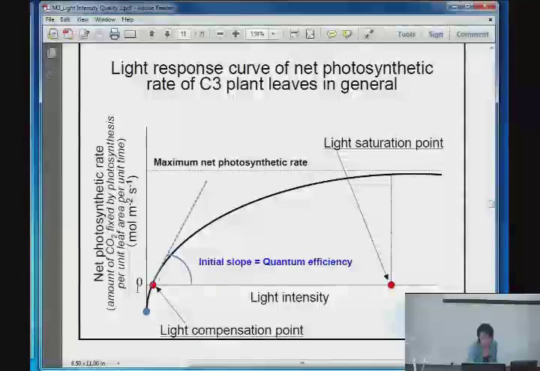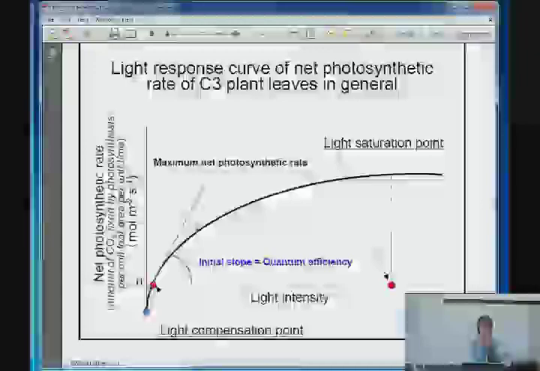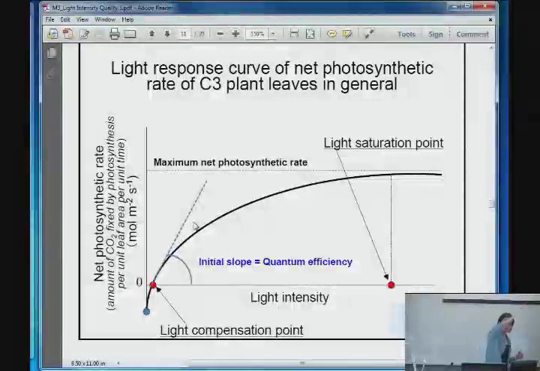And then this initial slope is the slope or increase of photosynthesis when light is the only limiting factor. So it's almost linearly increasing, right? Linearly increasing. And that slope is called quantum efficiency.